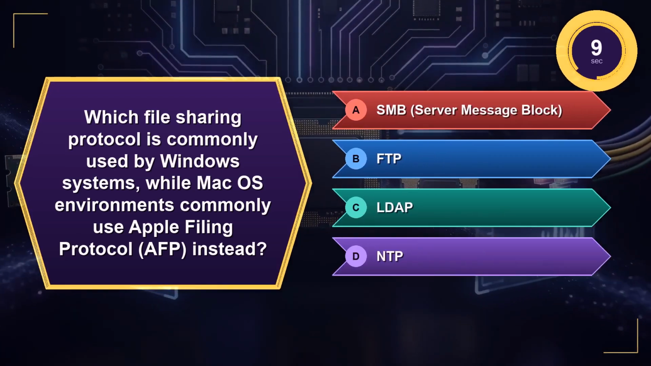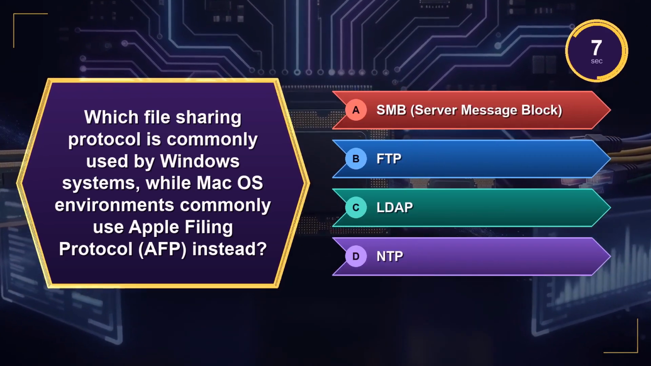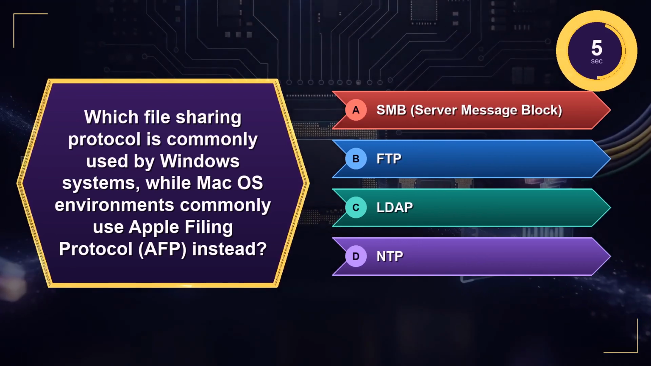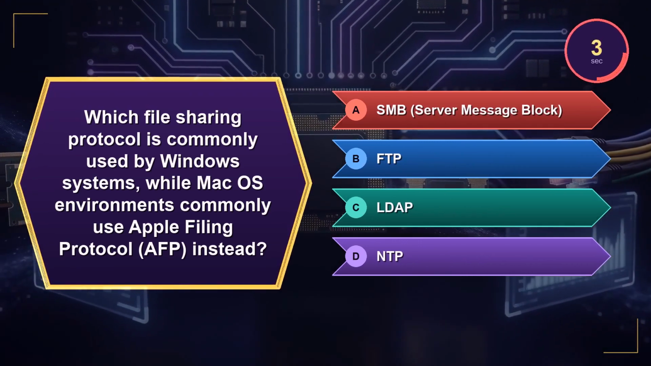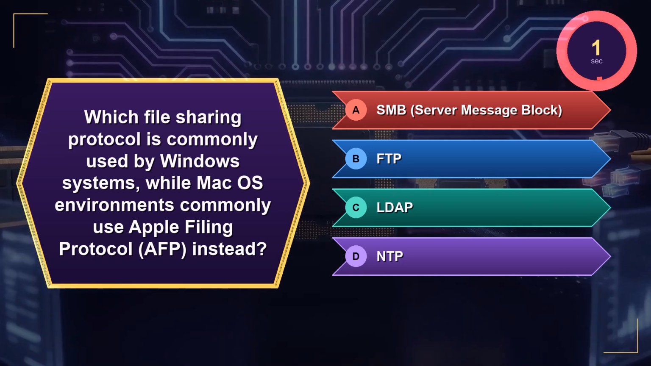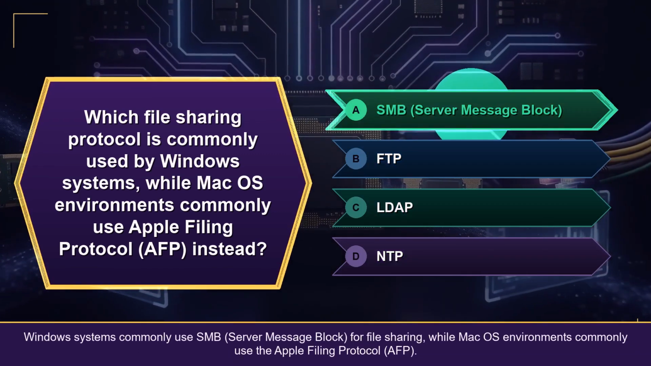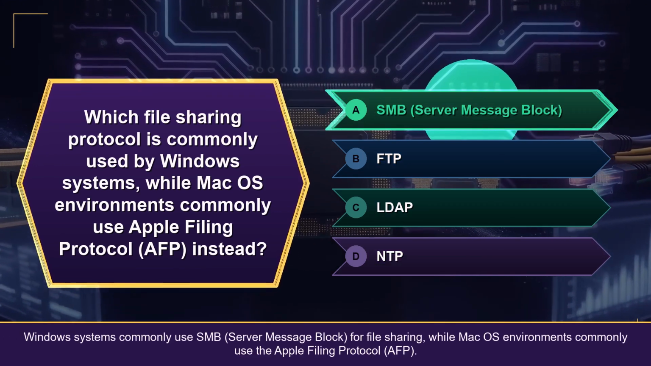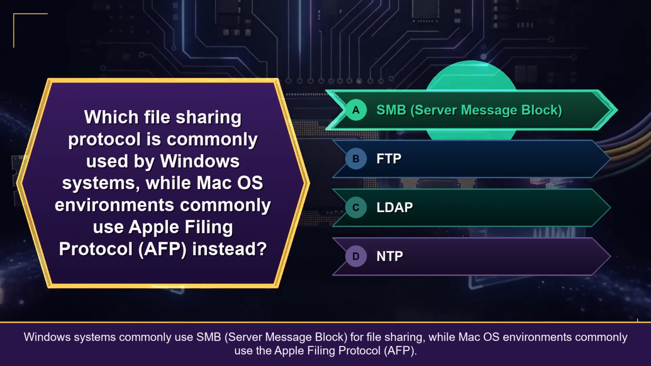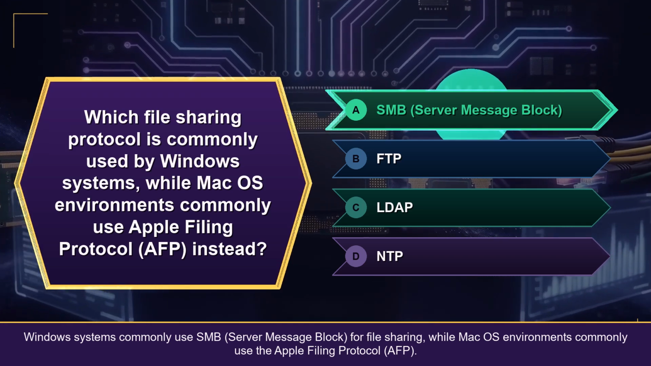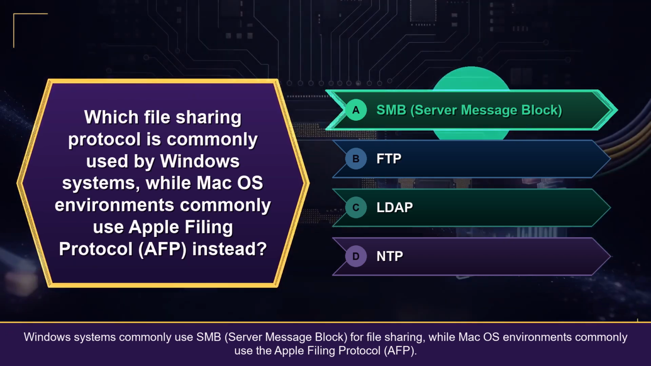Which file sharing protocol is commonly used by Windows systems, while Mac OS environments commonly use Apple Filing Protocol, AFP, instead? Windows systems commonly use SMB, Server Message Block, for file sharing, while Mac OS environments commonly use the Apple Filing Protocol, AFP.